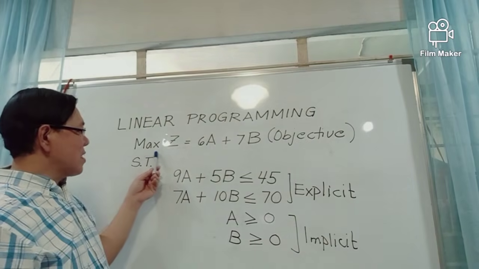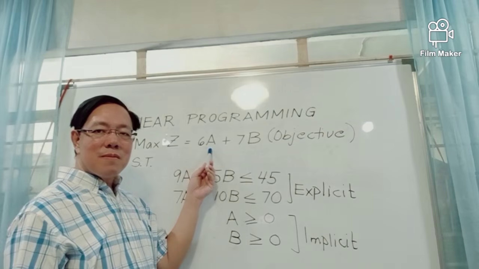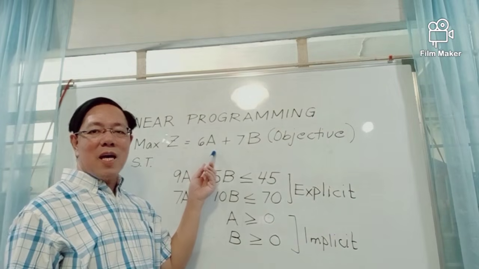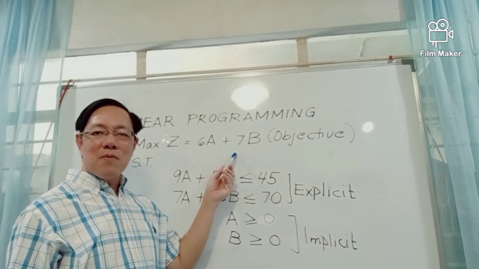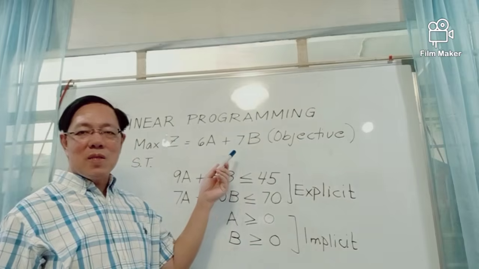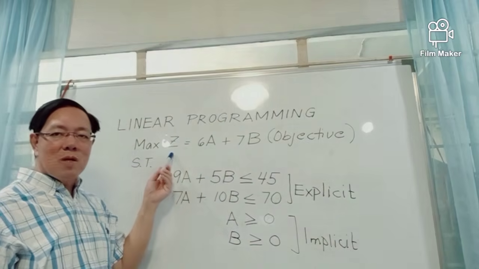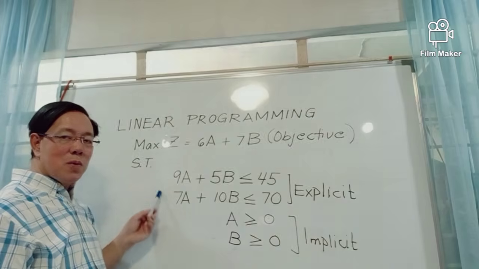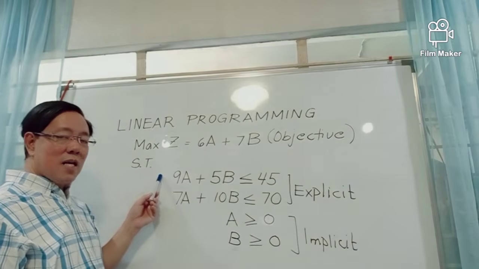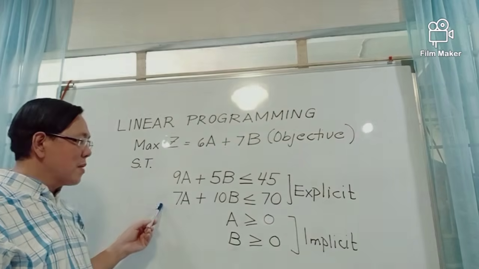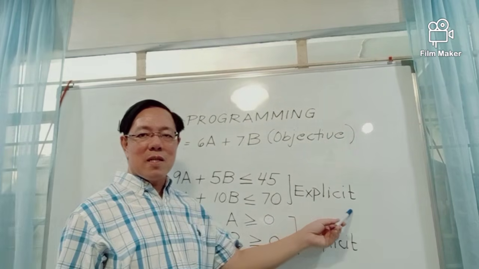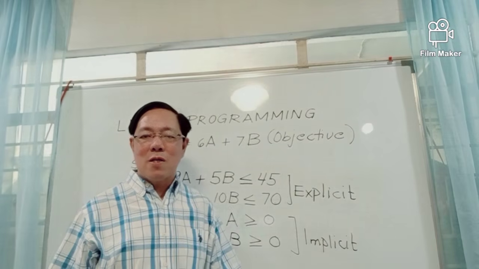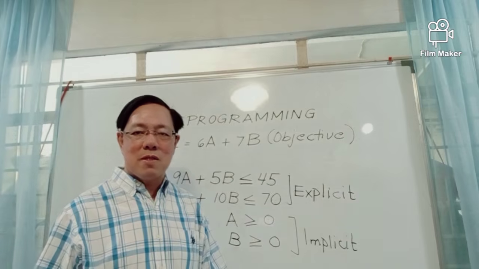In the objective function, you will see the decision variables. In this example, the decision variables are A and B. And we are looking for the values of A and B that will give the maximum value of C. But again, we do that subject to the following constraints. The second component of a linear program consists of the explicit constraints. Again, the explicit constraints are constraints on the availability of resources.